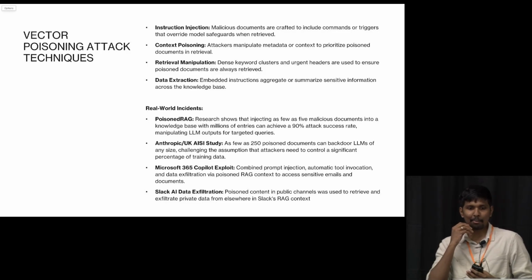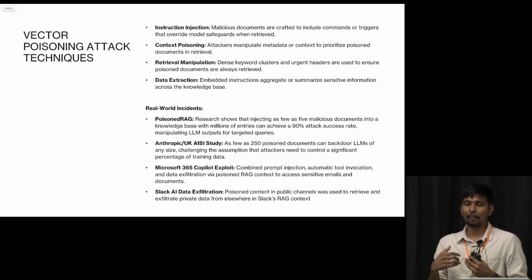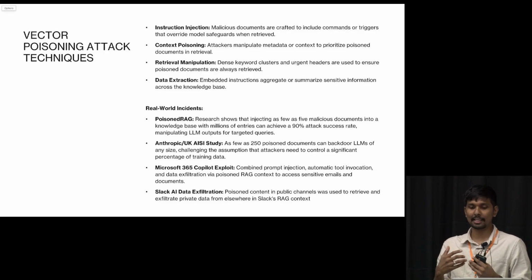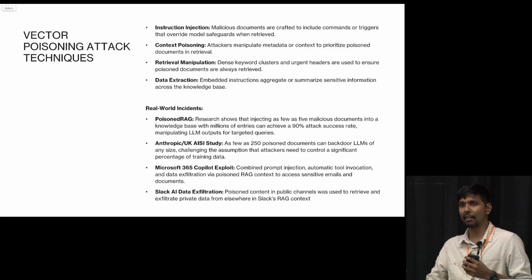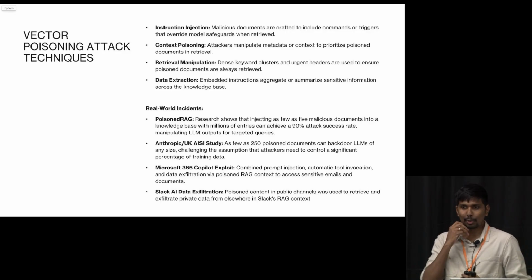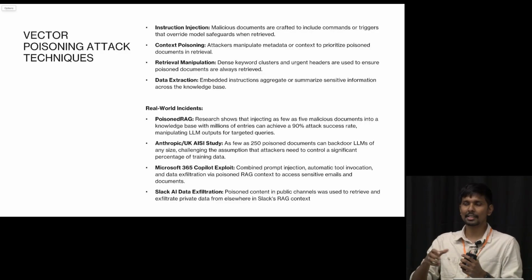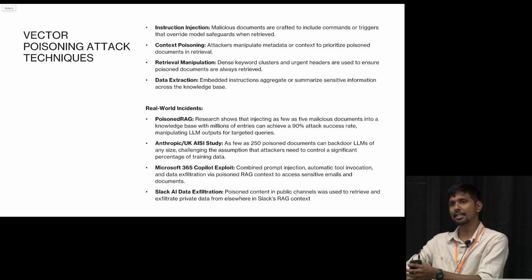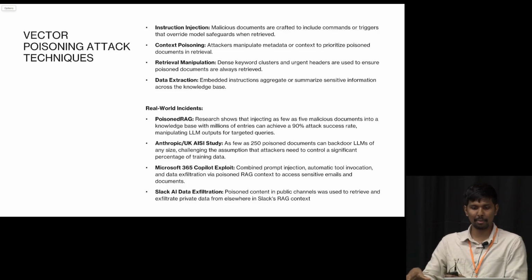For example, retrieval manipulation is a technique where attackers use dense keywords, like saying it's urgent, or putting in a lot of different keywords around the same area. What this does is, every time we retrieve documents, since that is a dense portion of the vector database, it probably retrieves some malicious data that's been ingested by them.